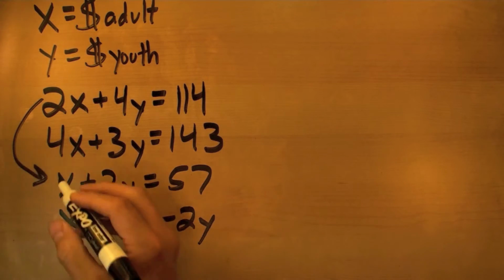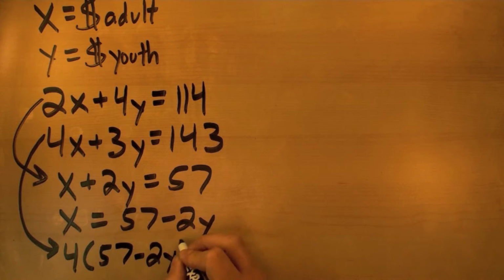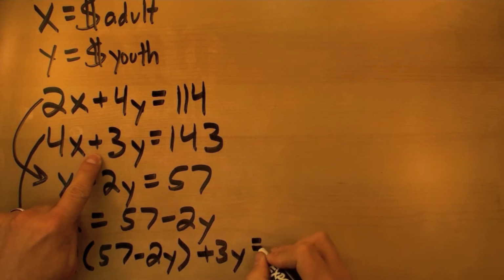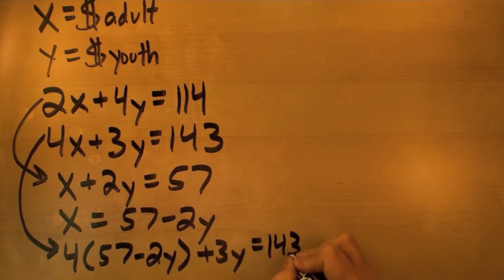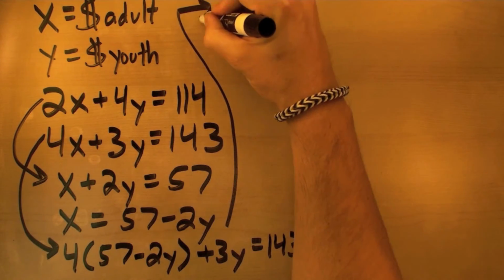So doing that, we now take this equation, and that becomes 4 times, but instead of writing x, we're going to write what x is equal to, 57 minus 2y, making sure we use parentheses so that we're multiplying that entire expression by 4. So this 4x became 4 times 57 minus 2y. And then from the original equation, we now have plus 3y equals 143. And we'll continue up here.